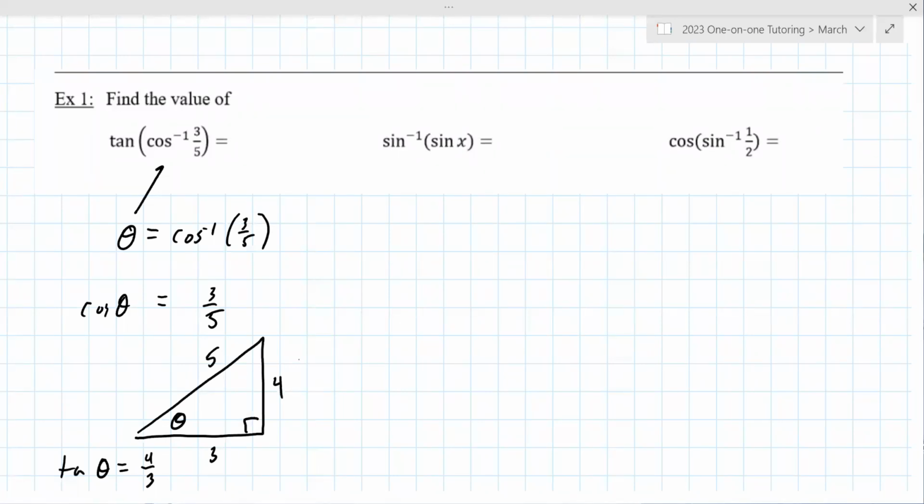This is like trig. Yes, that's why I didn't do it at first, because this is more calculus, like calc, right? Yeah, so let's do the last one. It's kind of like that. The second one, it's just x though, right?